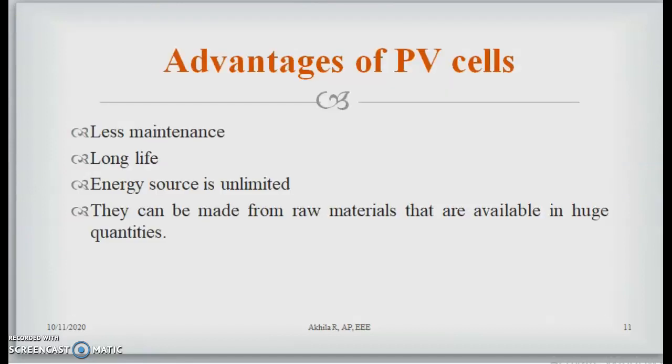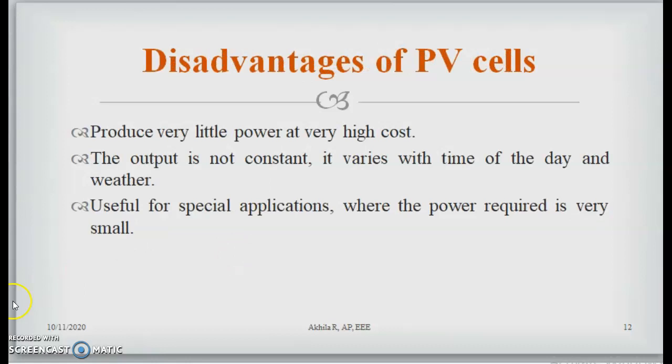Let's see the advantages of PV cells. Less maintenance, long life, unlimited energy source, and they can be made from raw materials that are available in huge quantities. But to quote some disadvantages, they produce very little power at very high cost. The output is not so constant, it varies with the time of the day and weather, and it is useful for special applications where the power required is very small. To quote the best example would be a solar calculator.